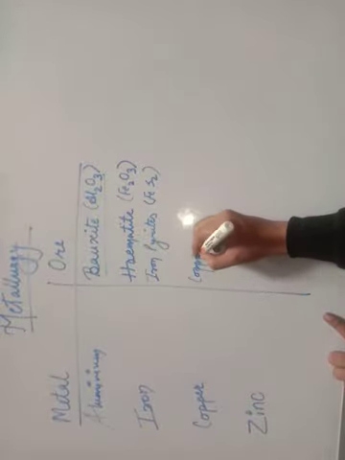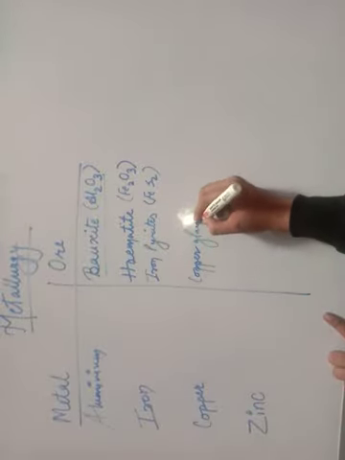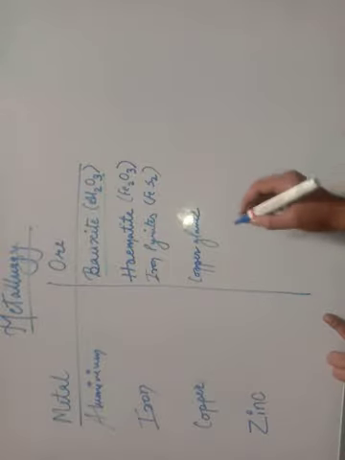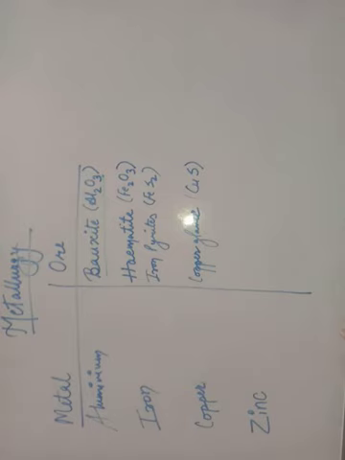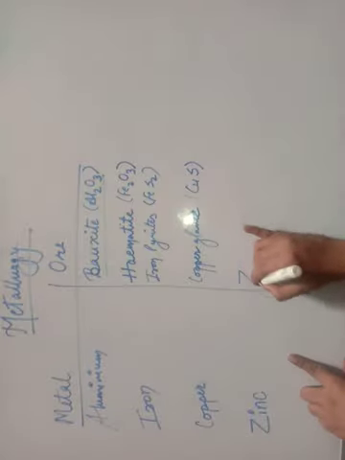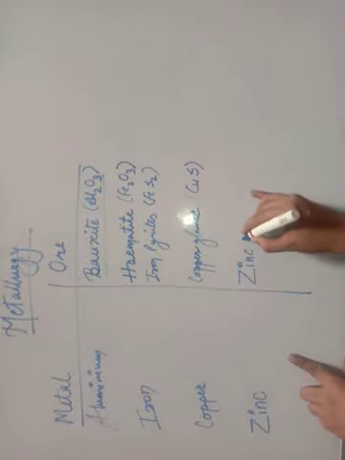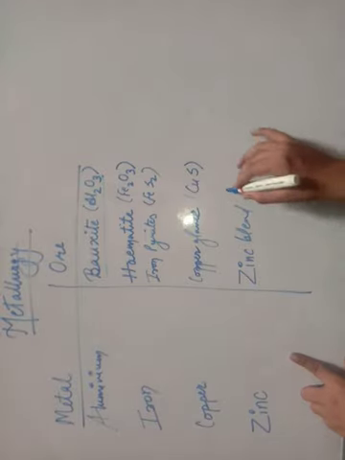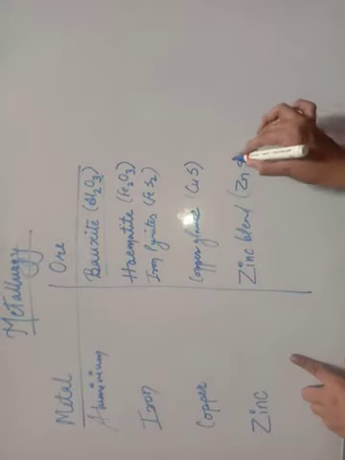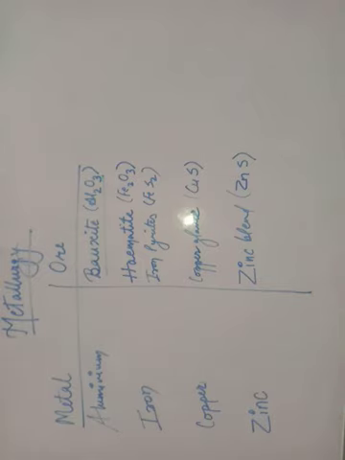Now copper: the ore of copper is copper glance. I am writing the spelling, it's copper glance, and its formula is CuS. Next, for zinc, the ore of zinc is zinc blende, and its formula is ZnS, zinc sulphide.